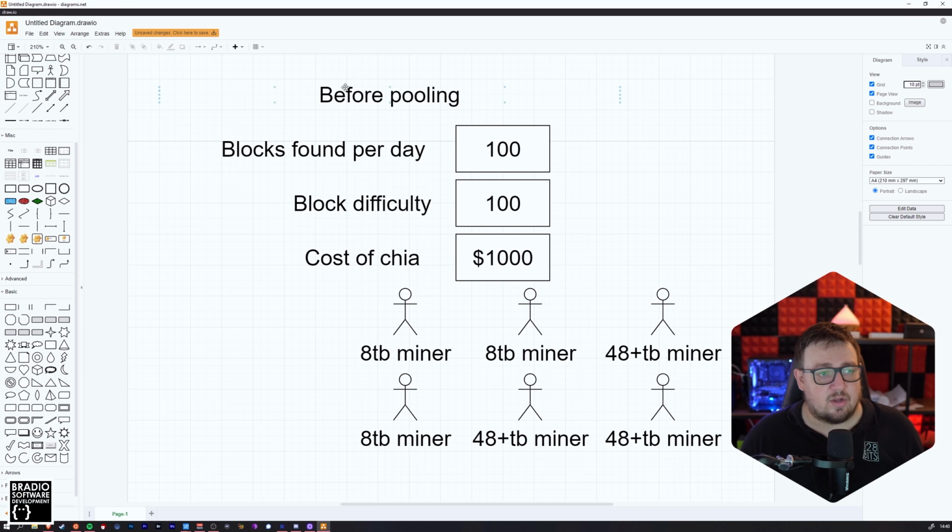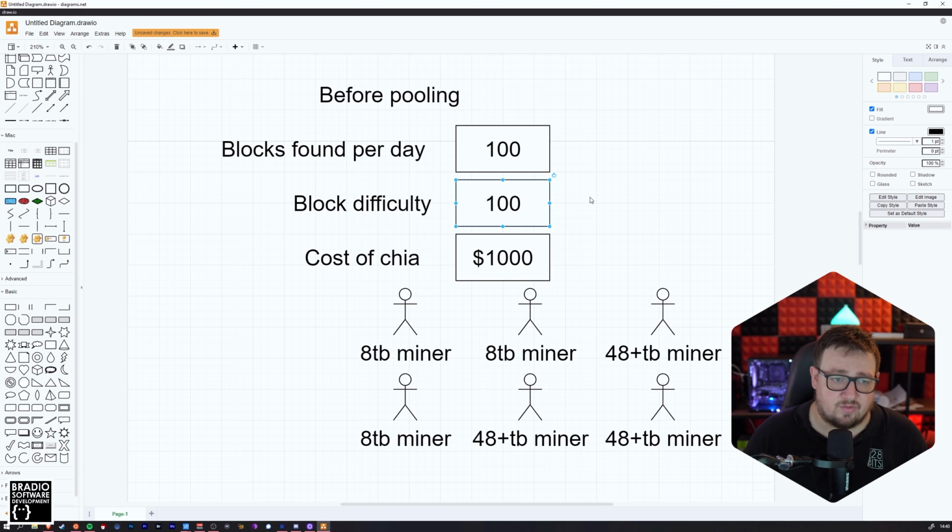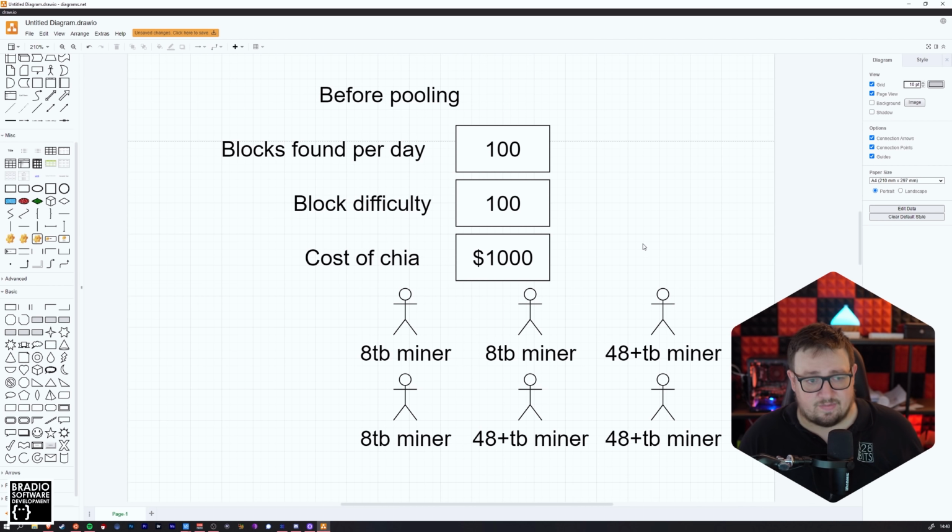So if we look at the blocks found per day, it's 100. Now, obviously, I know that's not true. I'm just using round numbers to make it a bit easier to understand. The block difficulty is currently at 100. The cost of Chia is $1,000, and below we've got some miners. So we've got an 8 terabyte miner, we've got 3 of those, and we've got a few 48 terabyte miners.